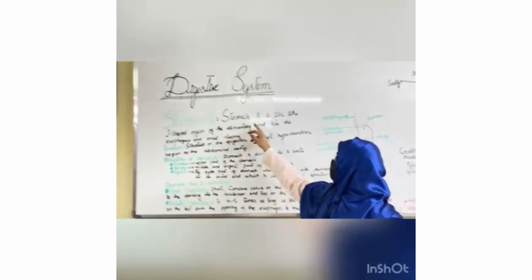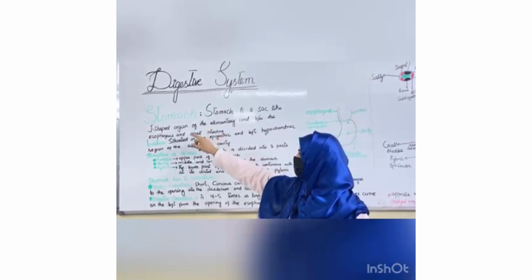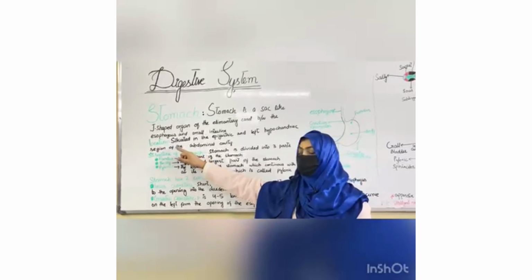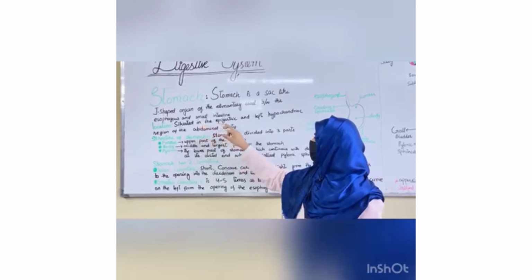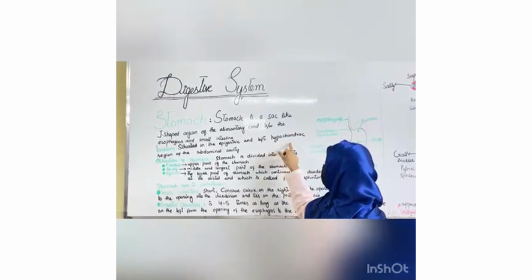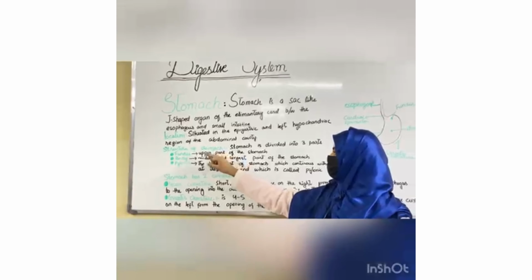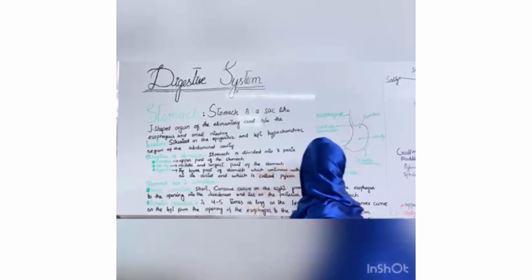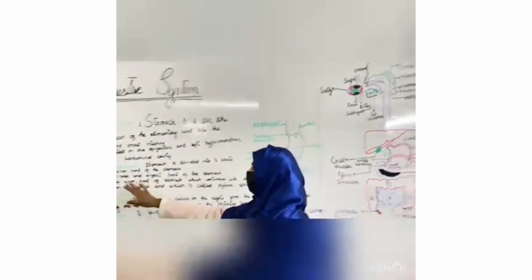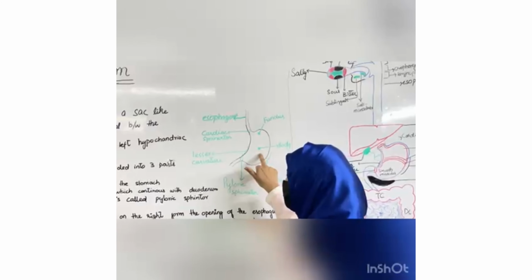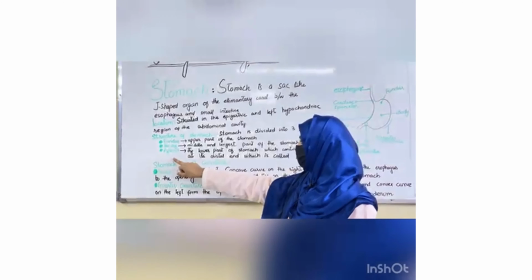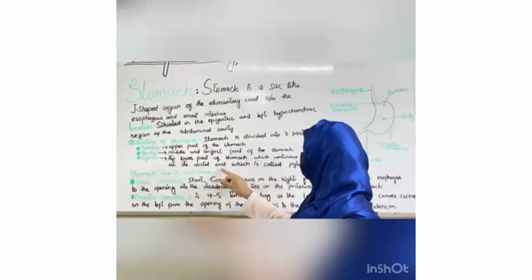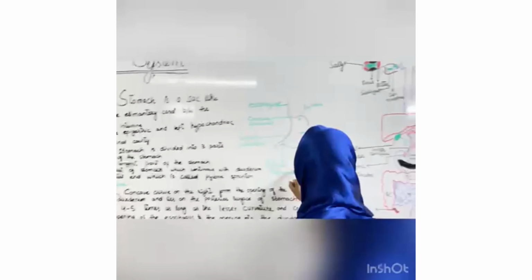I will explain the stomach. The stomach is a sac-like J-shaped organ of the alimentary canal between the esophagus and small intestine. Location: in the epigastric and left hypochondriac region of the abdominal cavity. Structure of the stomach: fundus, body, pylorus. Fundus, the upper part of the stomach. Body, the middle and largest part. Pylorus, the lower part of the stomach which continues with the duodenum at its distal end.